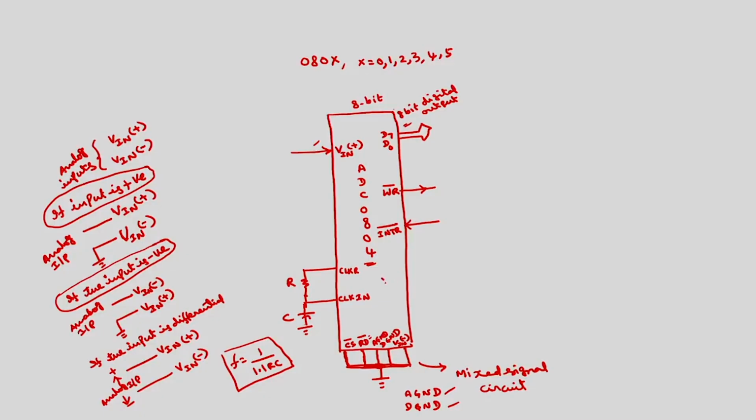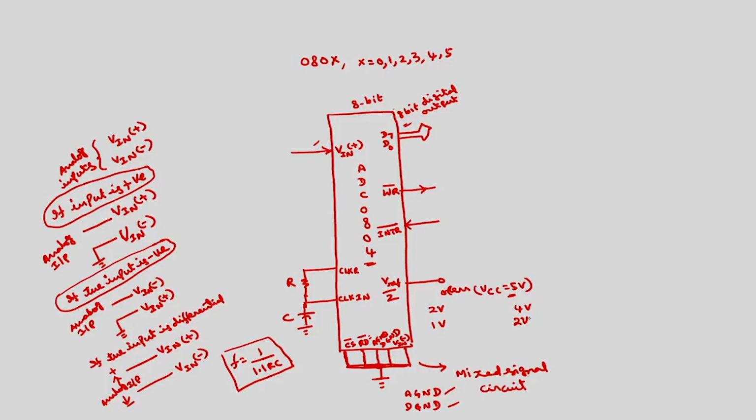and then we have V reference by 2. This is normally left open. If this is open, it will assume VCC, which is normally 5 volts. If I want to use another voltage here, we have to connect it to these two. If I want to operate a maximum voltage of 4 volts, you have to connect 2 volts here. If I want the maximum voltage of 2 volts, you have to connect 1 volt. This is V reference by 2.